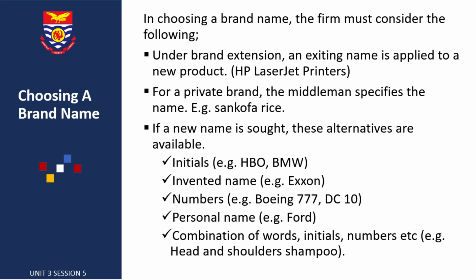Also, if a new name is sought, these are the alternatives which are available. When you are coming up with a new name, you can look at the initials of your business or your name or your family. You can also come up with invented names that you invent yourself. You can also choose numbers. You can choose your personal name, Hajia Wache, for your brand. A combination of words, initials, numbers, etcetera. Head and Shoulders shampoo is an example of that.